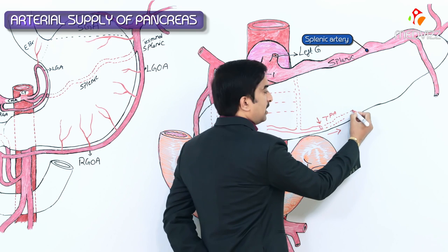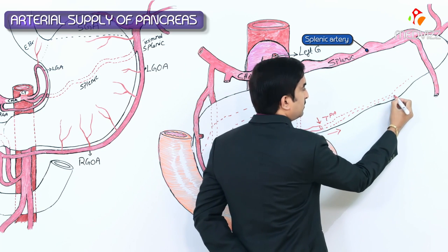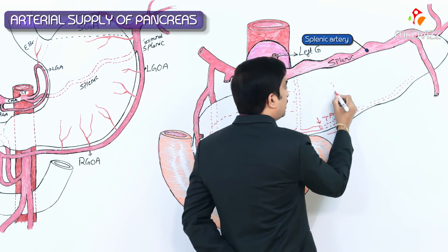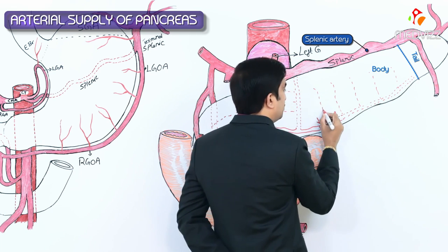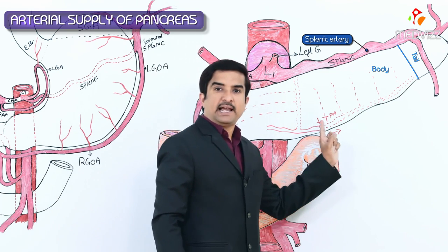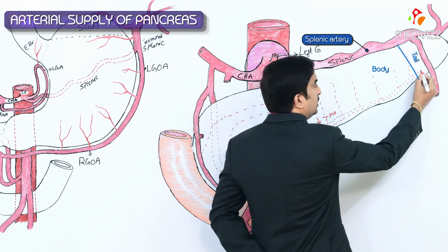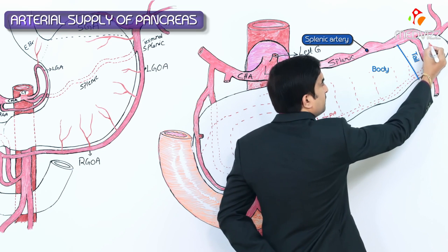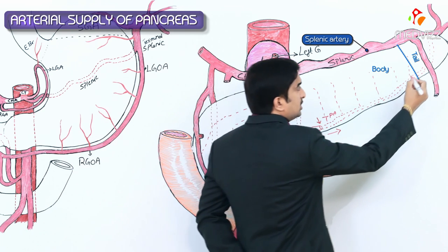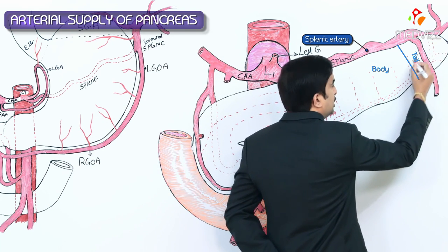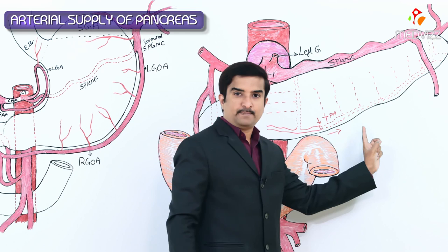As you can see, this artery runs along the inferior border like this. So this is the dotted line. This is the transverse pancreatic artery. It gives off numerous branches, which supply the main part of the body of the pancreas. So multiple branches go to the body of the pancreas, and it also gives off numerous branches to the tail of the pancreas. And you can see here, it goes and joins with the terminal part of the splenic artery. So this is about the transverse pancreatic artery.